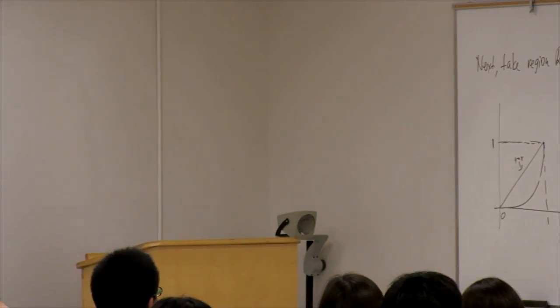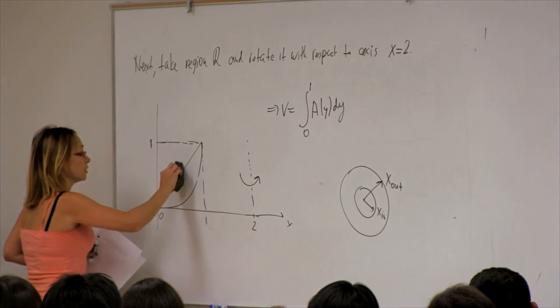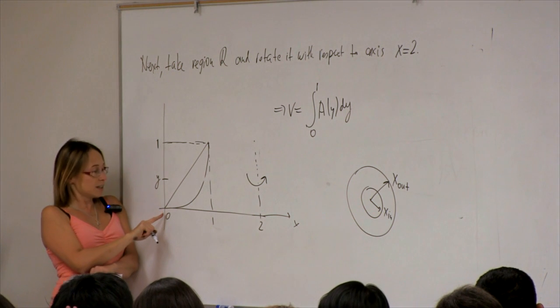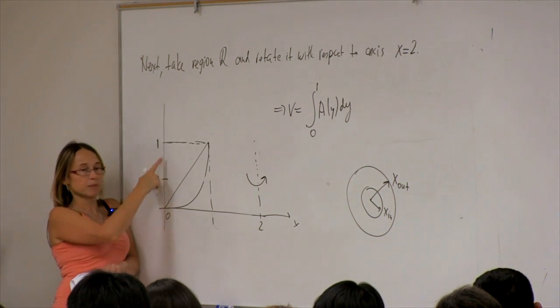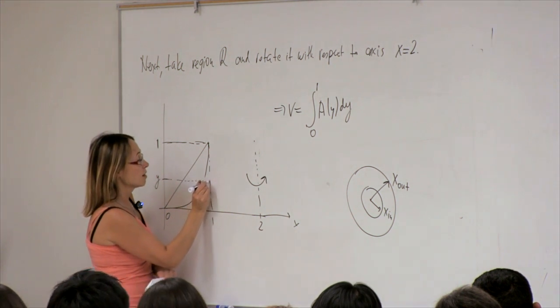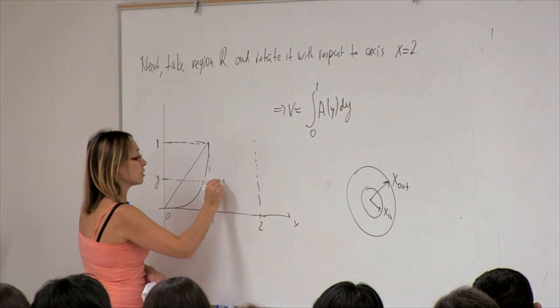How do I calculate x, the radii? So let's set a current coordinate y. Y is going to be changing from 0 to 1. I'll have to explore all of these cross sections. For a current y, how do I determine the outer radius?